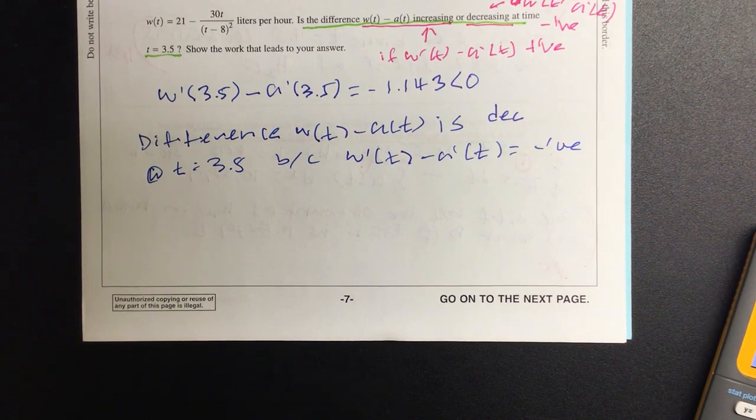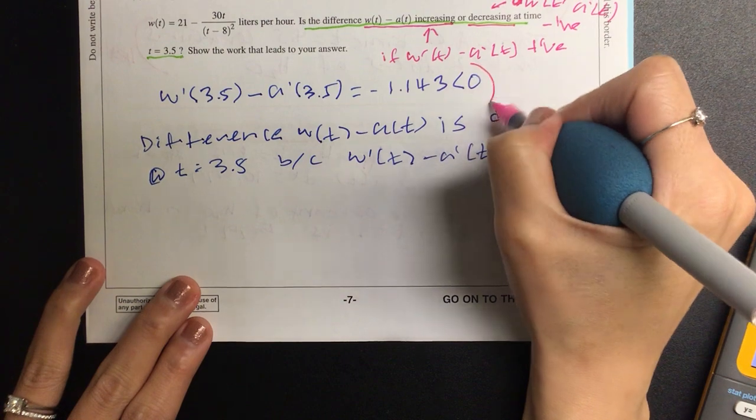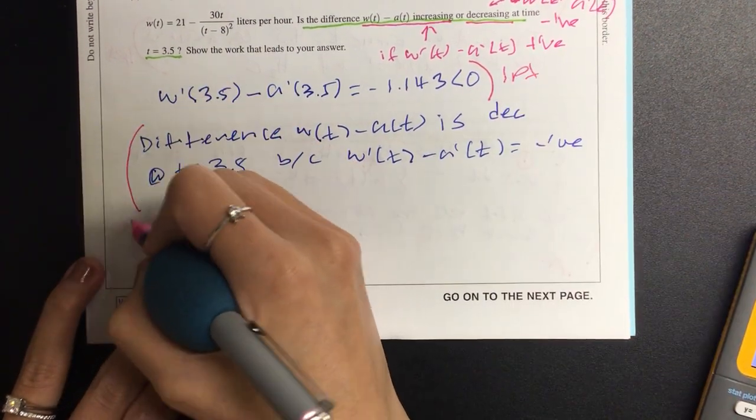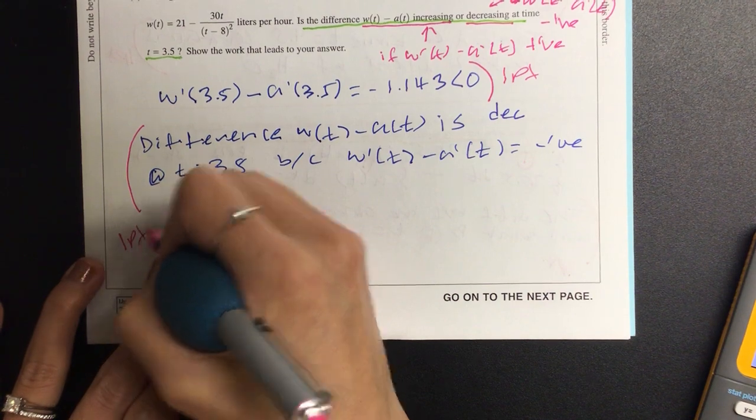Okay, the points. Finding that we have a negative value is going to be 1 point. And again, the whole sentence with the time and the value is going to give you another point.